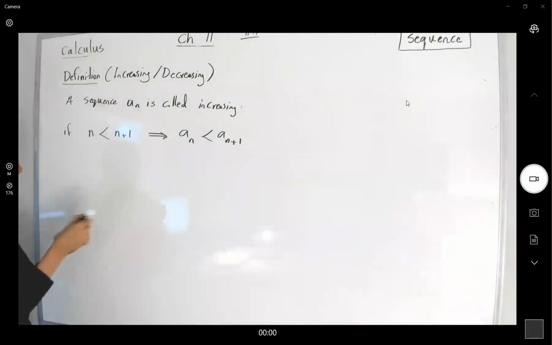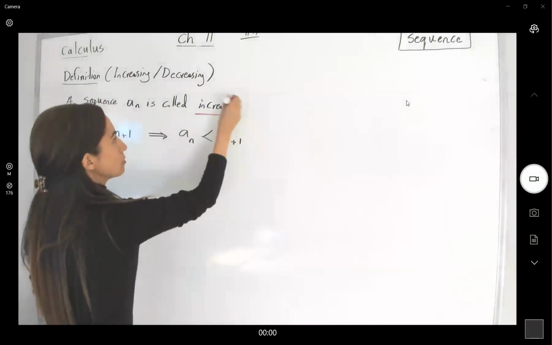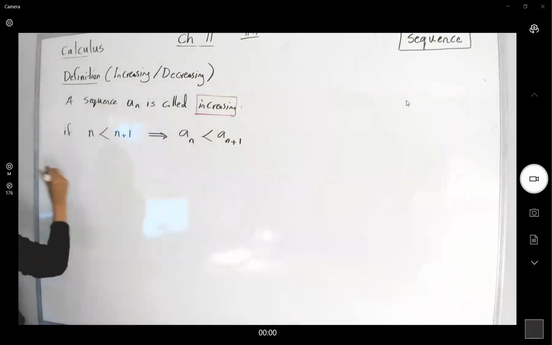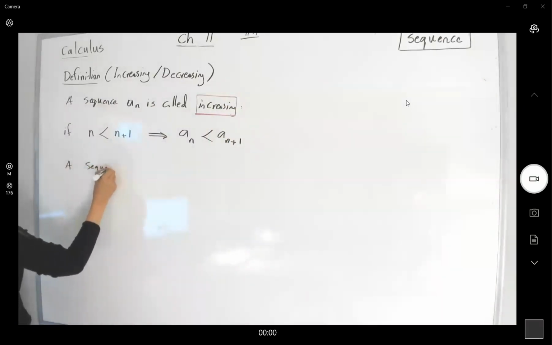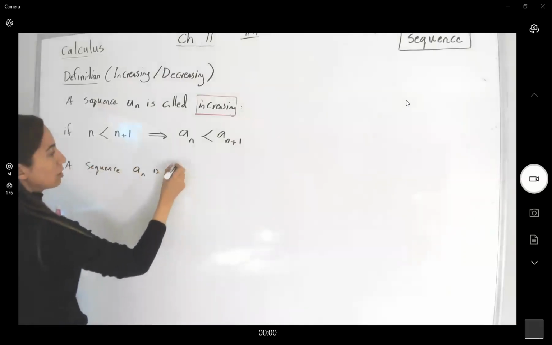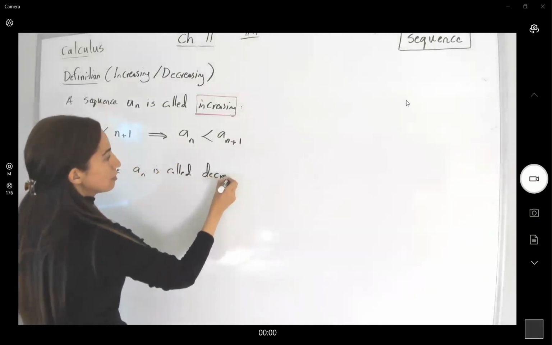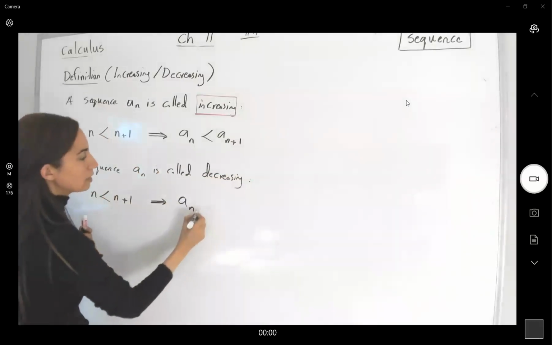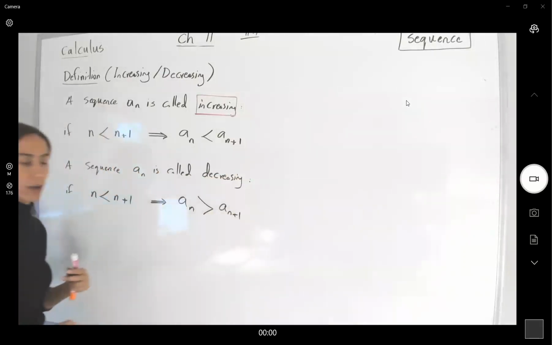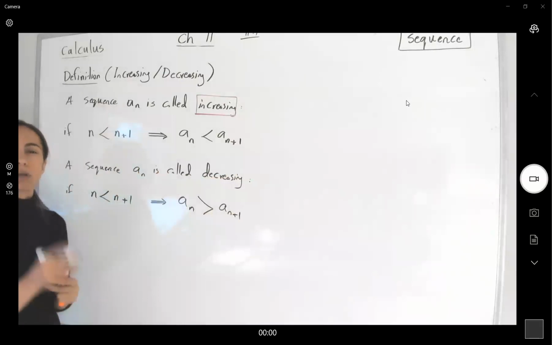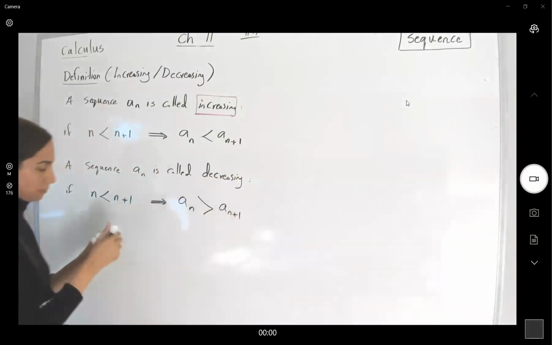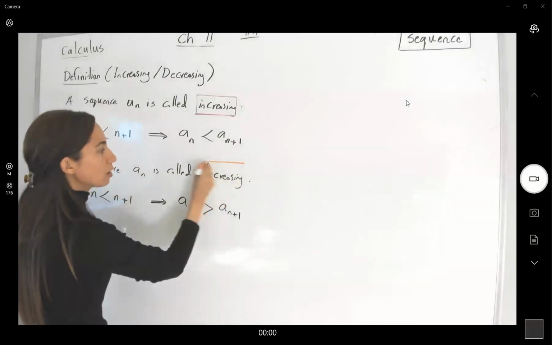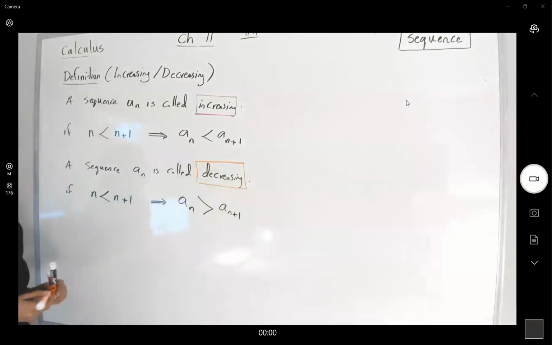And a sequence is called decreasing. So this is an increasing sequence. A sequence like a sub n is called decreasing if n is less than n plus 1, then you conclude that a sub n is larger than a sub n plus 1. It means that the terms of the sequence are getting smaller and smaller. Increasing and decreasing. In general, if a sequence is increasing or decreasing, we call it a monotonic sequence.